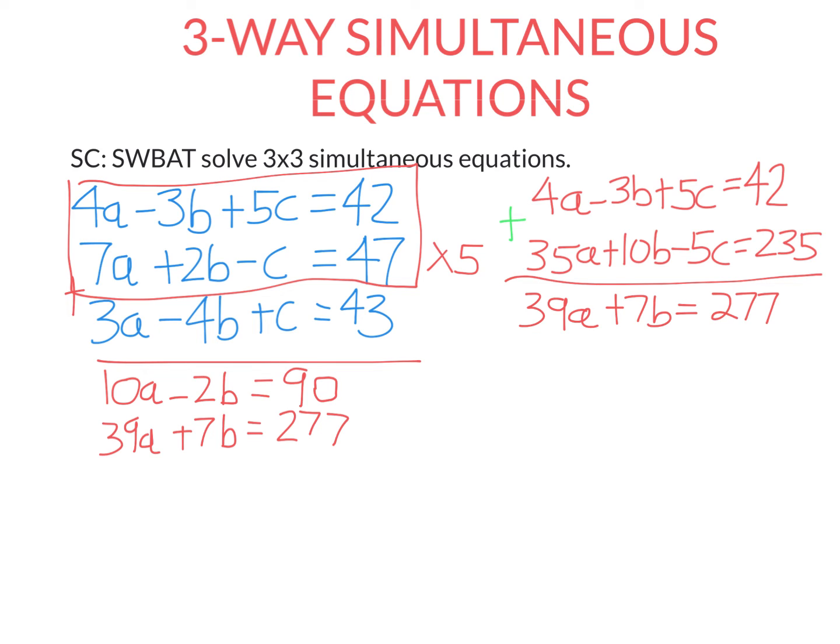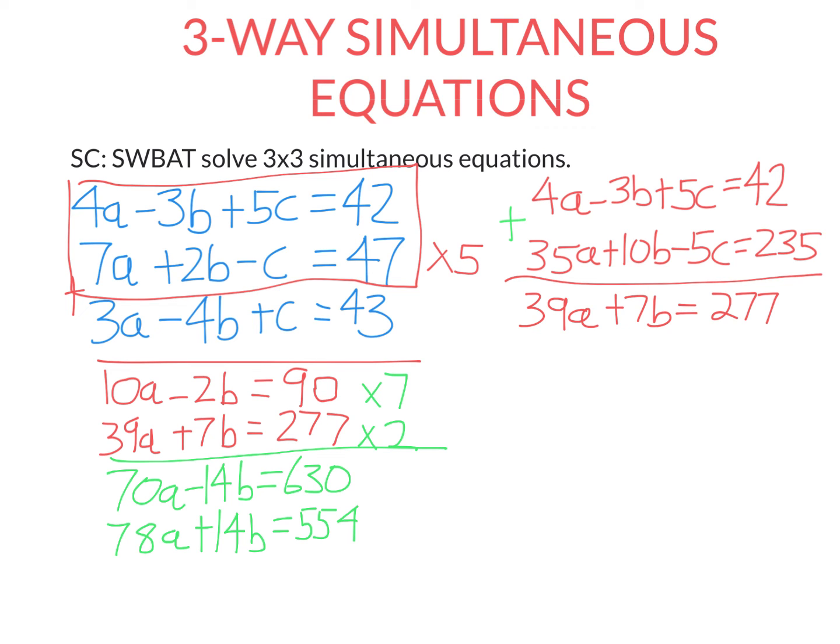So I want to eliminate the variable that has the same coefficient in both equations. Because I don't have a variable with the same coefficient in both equations, I need to multiply both equations. If I multiply this one by 7 and the second one by 2, the b will have a 14 in front of it in both equations. So now to eliminate the b's, I'm going to once again add together these 2 equations.